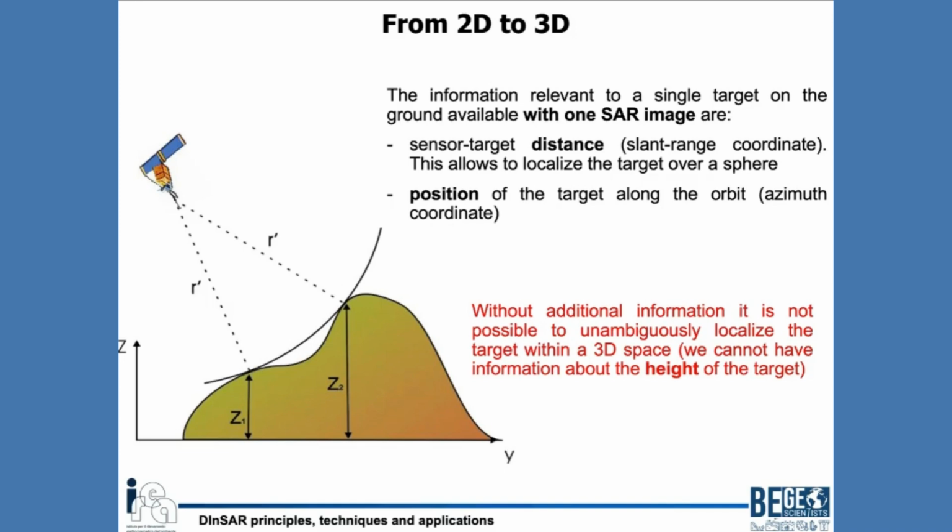With just one radar image, we have several problems. It is possible to detect the distance between the sensor and the target, and also the position of the pixel along the orbit, but with just one acquisition we are not able to discriminate two points that have a different height, just because these two points can have the same distance with the radar.